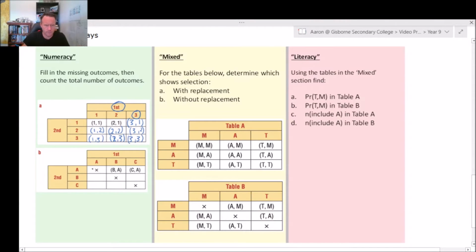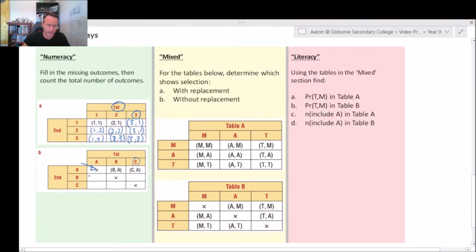Down the bottom here, we can see we've got X's in this diagonal. That's telling us that once we draw an A out, it can't be drawn again. It's like having these three letters in a bag. When we draw a B out, it can't be drawn again, and the same with C. So these three letters are in a bag, you draw one out, so therefore it can't be drawn again. Then on the second go, if we have a B first, we can draw an A, and if we have a C first, we can draw an A after that.